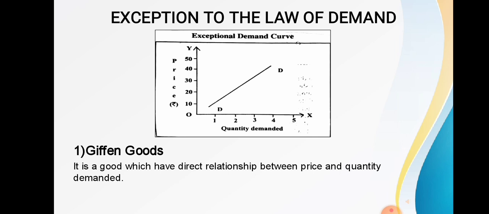This demand curve is sloping upward from left to right. This upward slope of the demand curve indicates that there is a direct relationship between the price and the quantity demanded. As the price increases, demand also increases. As the price decreases, demand also decreases. This concept can be better understood with the help of a few examples. For example, let us look at the Giffen good.